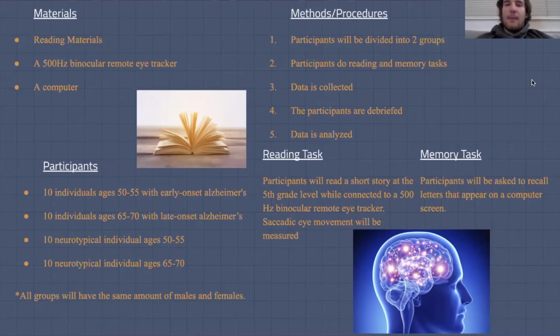And then for the memory task, participants will be asked to see a series of letters, and they're going to appear on a screen, and then they'll have to remember those letters and report them, and we'll just measure their accuracy in reporting and remembering the series of letters included and appearing on that screen. So yeah.